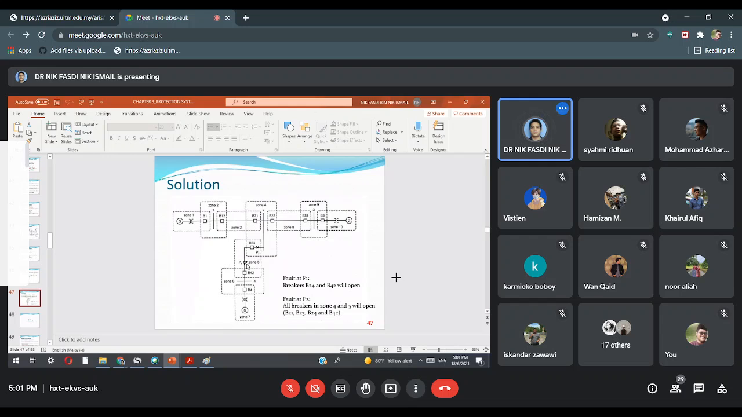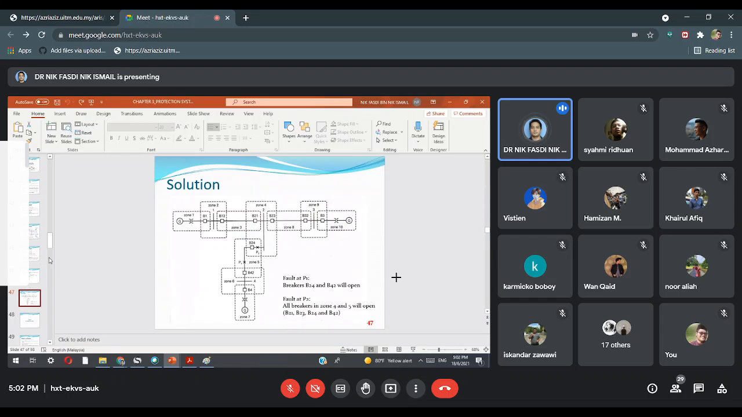Dia bukan dekat overlap kan, bukan kan kat luar kan. So breaker 2, 4 and 4, 2 open sebab dia dalam zone 5. Fault at P2. Where is P2? Mana P2? I cannot find P2. Okay. So P2 ni dekat overlap kan? Betul. So overlap between zone 4 and zone 5. So maksud apa cerita? So dia akan all breakers within the area of zone 4 and zone 5 dia akan trip. So B21, B23, B24, B42, 1, 2, 3, 2, 4 and 4.